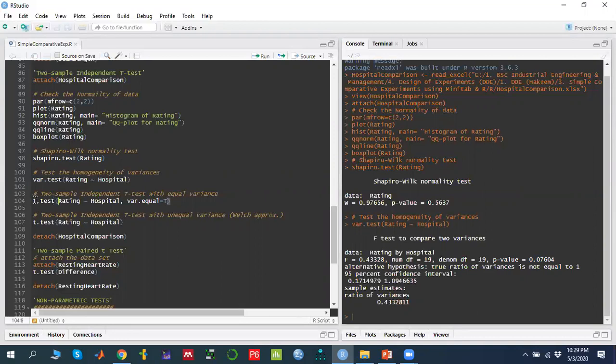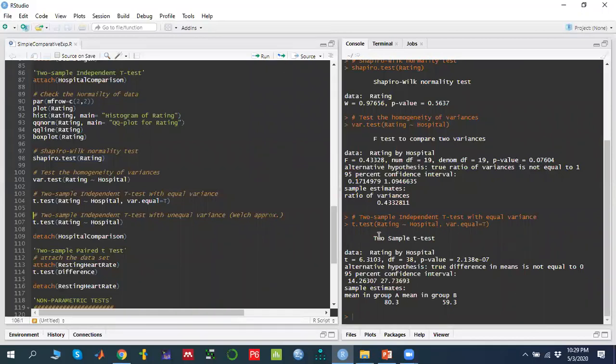So in order to do that, we can use the function called t.test. Then our numerical variable, the quantitative variable, which is rating, tilde sign, and then hospital. And then we will write var.equal is equal to TRUE. That means assume that the variances are equal. So if I run this command, we are getting the two sample independent t-test results, where we got the test statistic, the degrees of freedom and the p-value.